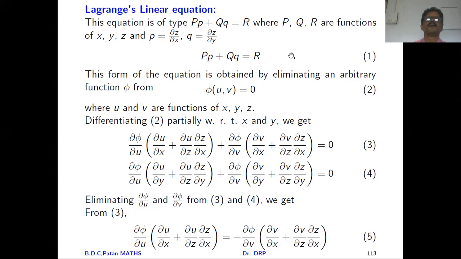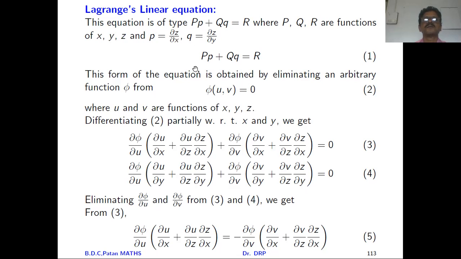So see, if the equation is given in the form Pp + Qq = R, that is, capital P into small p plus capital Q into small q is equal to capital R, where capital P, capital Q and capital R are functions of small x, y, z, and p is ∂z/∂x and q is ∂z/∂y, then the given equation is said to be a Lagrange's linear equation.